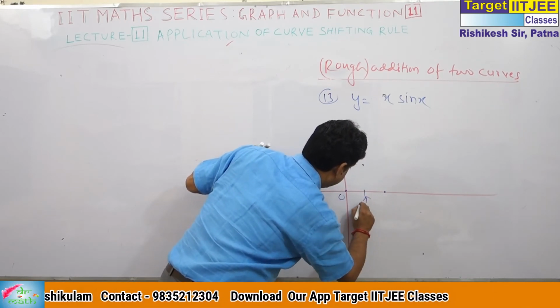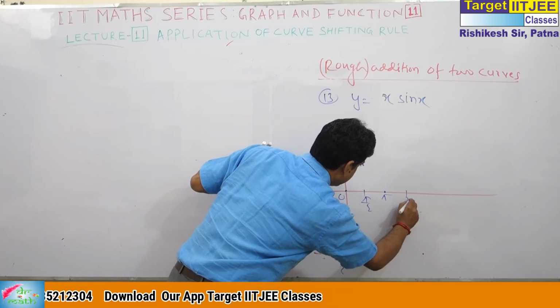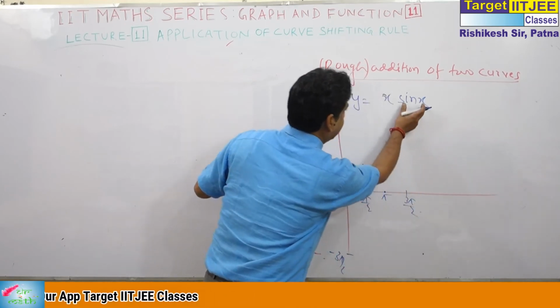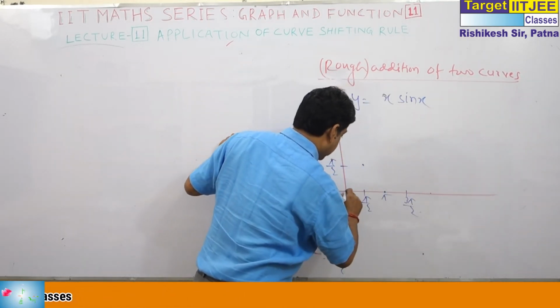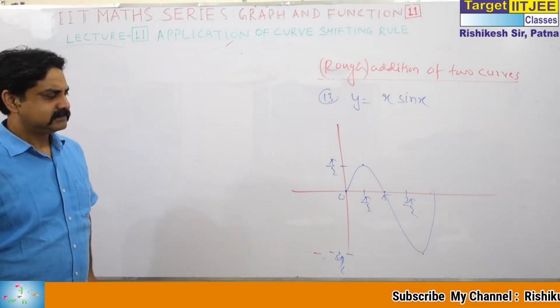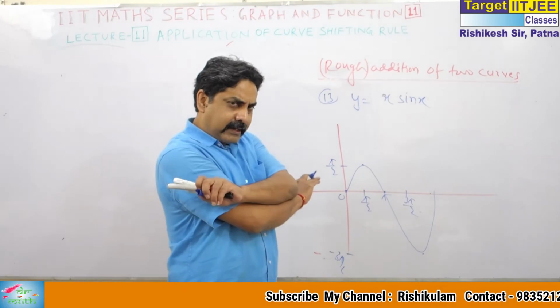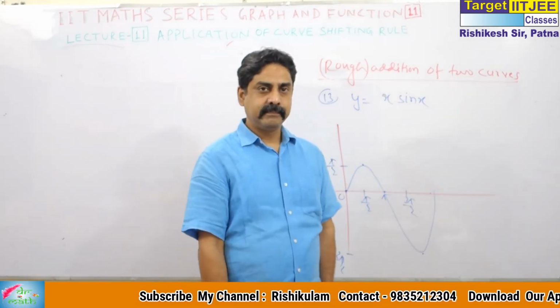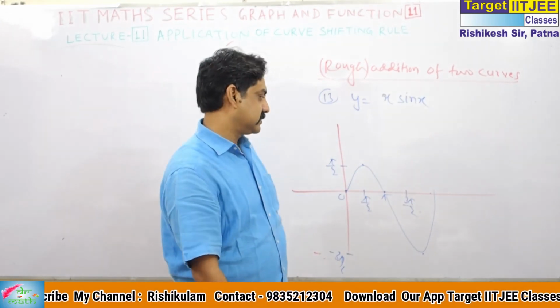0 at pi by 2, at pi, at 3 pi by 2. And at x is equal to 2 pi, sin 2 pi is 0, so 0. And you will make this work in complete sense. You can draw a graph like this.